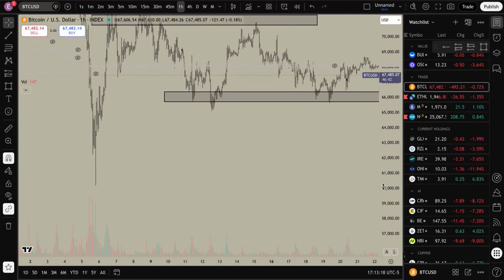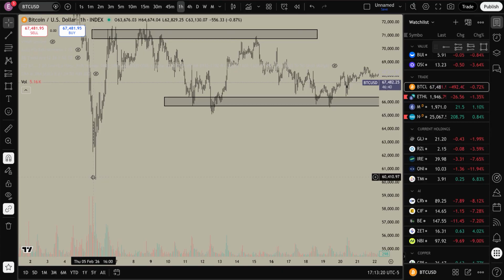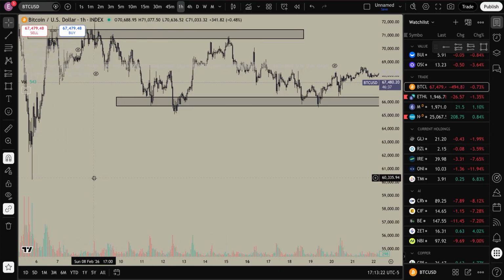Let's see. Oh yeah, this is a clearest example. Bitcoin's basically bottom. It barely wicked under.